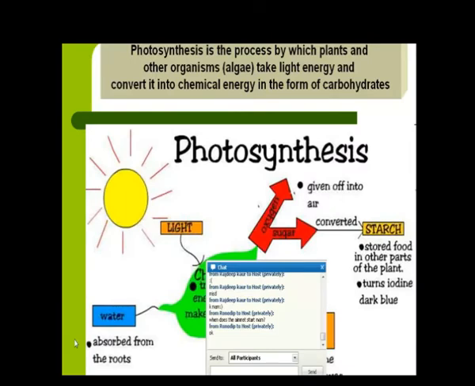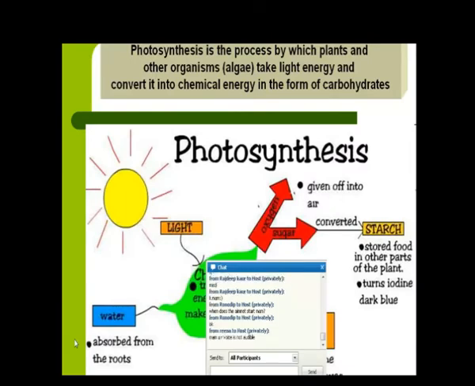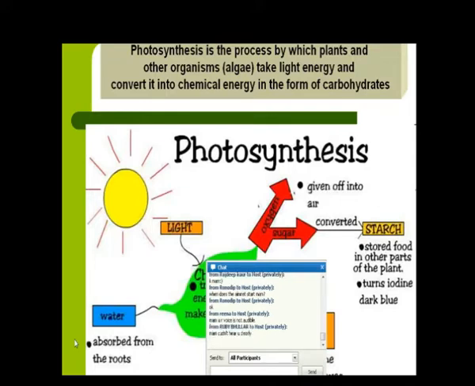Photosynthesis is a process by which plants and other organisms take light energy and convert it into chemical energy in the form of carbohydrates. Plants take in CO2, convert it into sugar, say glucose, or if it's a polymer, then say starch, and store it. Other heterotrophs eat these autotrophs and then obtain that energy. Basically, the sun is the primary source of energy, and these heterotrophs obtain their energy from autotrophs.